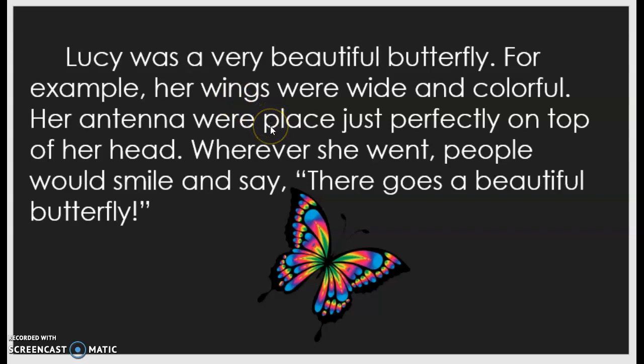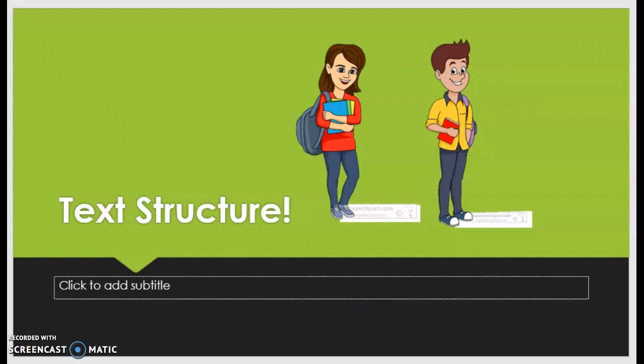And then it also says, for example, and it goes on to describe her. It's telling you so you can come up with a picture in your head of what the butterfly looks like. So as you're writing your animal paragraph, make sure you are doing a good job describing, making a picture in your head about what the animal looks like. All right, so that's it for our video today.